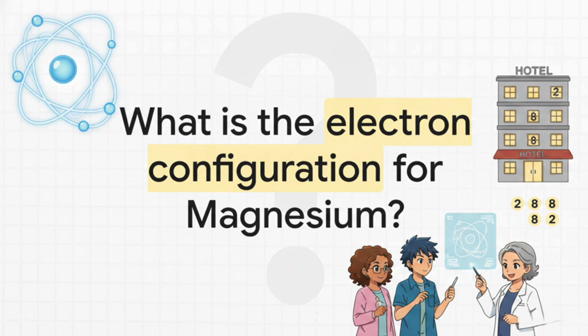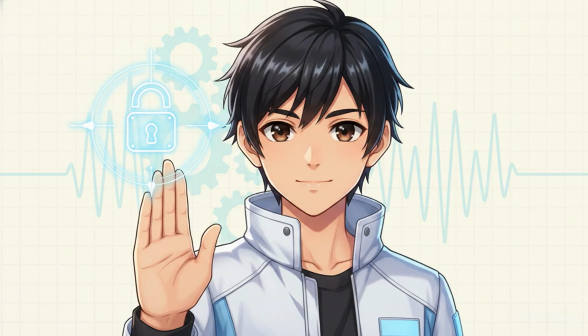Let's start our hero challenge. Write the electronic configuration for magnesium. Atomic number is 12. Pause the video. Ready? Answer: 2, 8, 2.